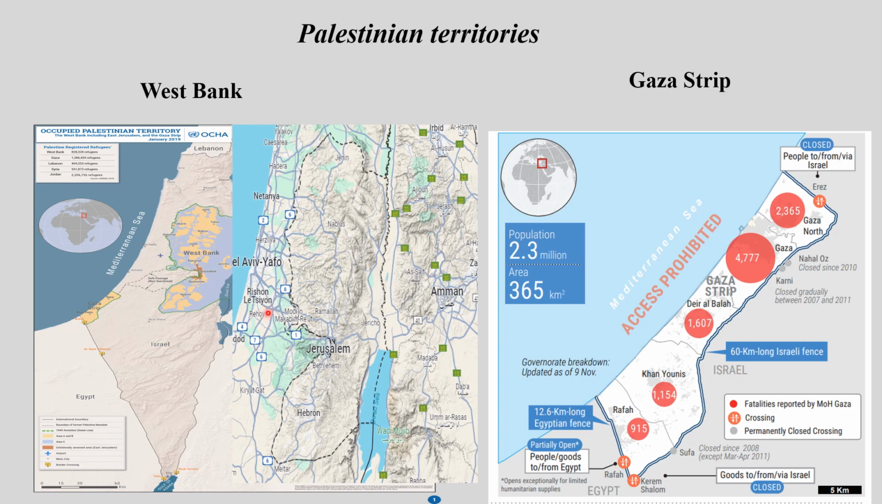Coming to the West Bank, it has an area of 5655 square kilometers, and the major cities of West Bank, as you can see, in the north there is Jenin and below that there is Nablus, below that Ramallah. It is a very famous city of West Bank. Next is Jerusalem. East Jerusalem is part of West Bank. Next is Bethlehem and next is Hebron. So these are the major cities of West Bank.